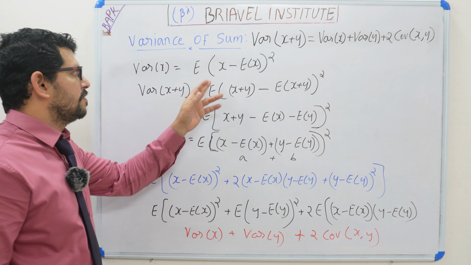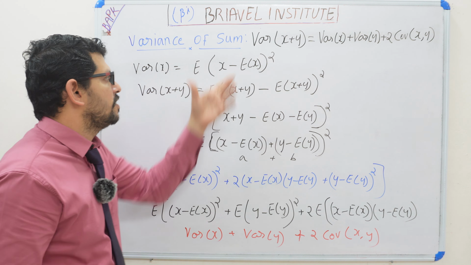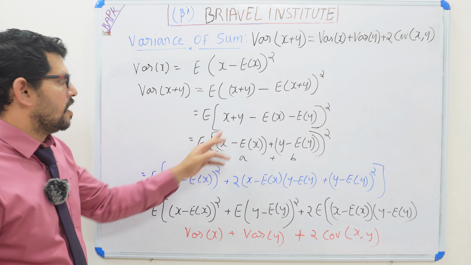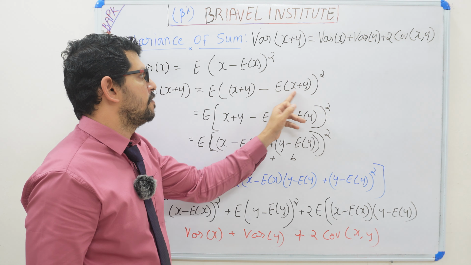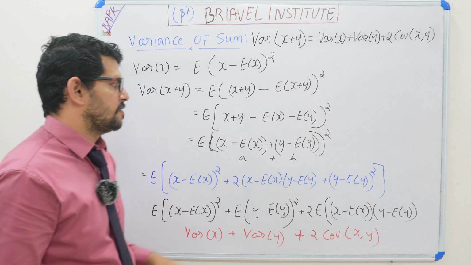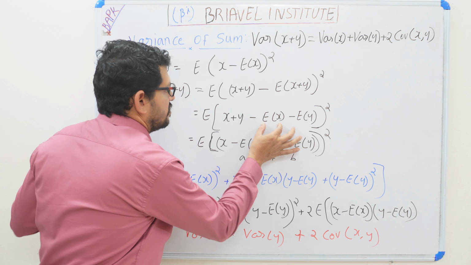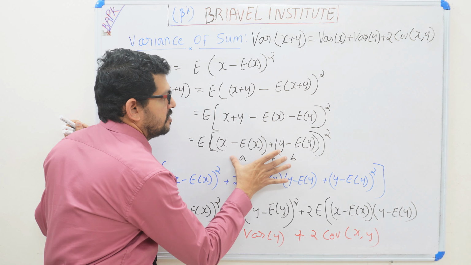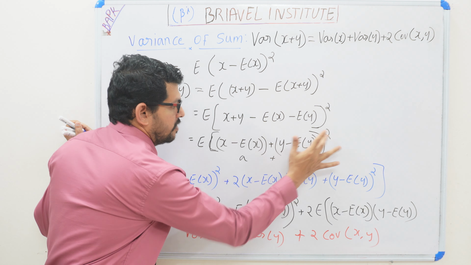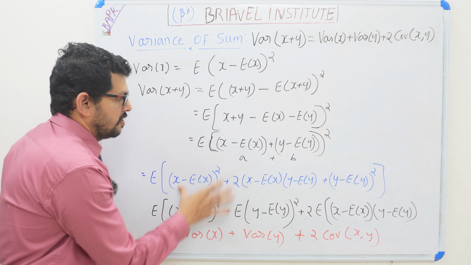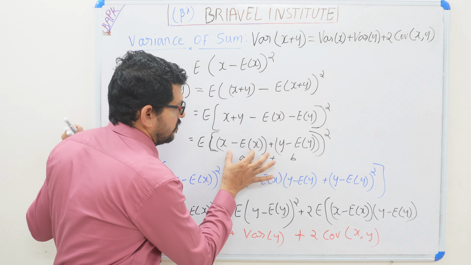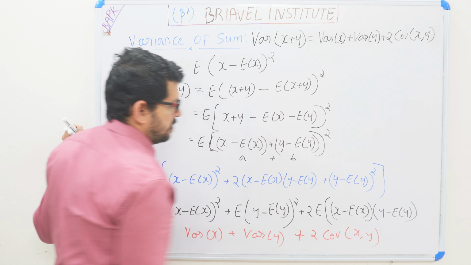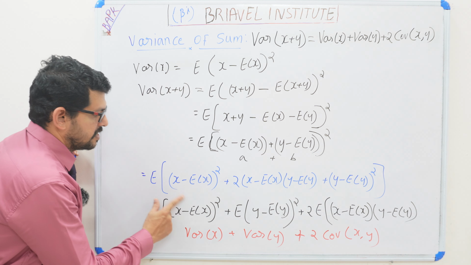In proving it, we start with x minus expectation of x all squared. In the same way we start with x plus y minus expectation of x plus y all squared. And x plus y is written here, with this expected value given here: expectation of x minus expectation of y all squared. Just rearrange x minus expectation of x, y minus expectation of y, and the total is squared. This we can write as a plus b all squared, so x minus expectation of x all squared plus 2 times ab, this is a, this is b, and this is b squared, y minus expectation of y. The expectation outside is given to each term.